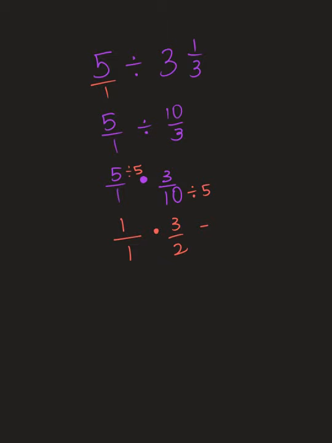And I'm going to multiply straight across. 1 times 3 is 3, 1 times 2 is 2. 3 divided by 2 is going to give us 1 and 1/2.